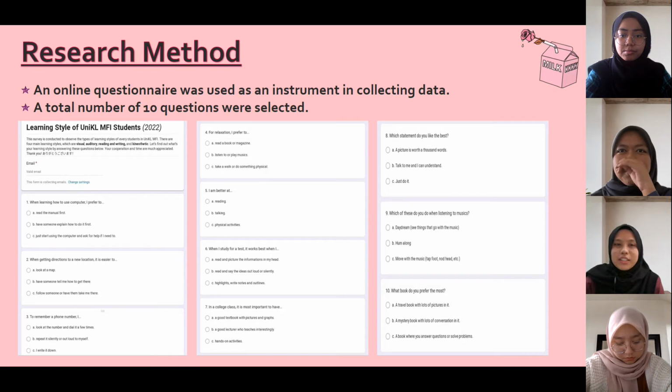Thank you, Nurul Nasuha. For this research, we use some questions that we got from the internet and compiled in one Google Form. After that, we shared the Google Form link to everyone in order to get information about study style. So an online questionnaire was used as an instrument in collecting data. A total of 10 questions were selected. So these are all the questions that we used during this research. Next slide.